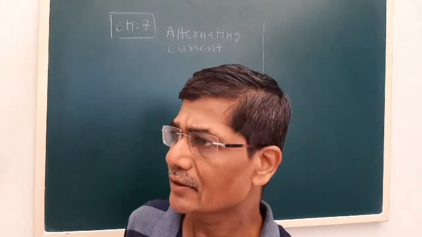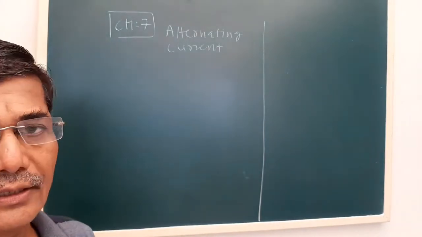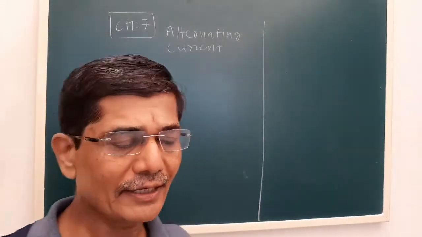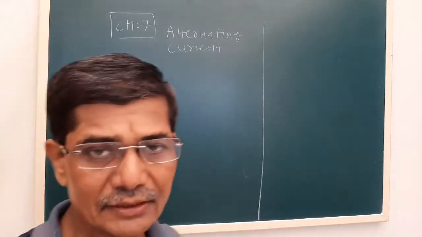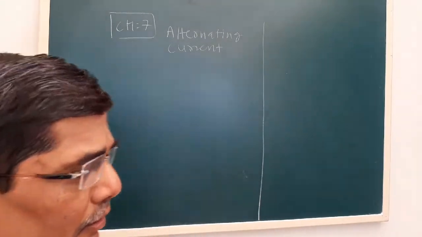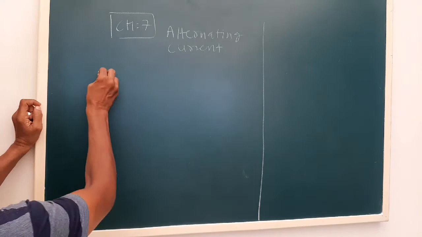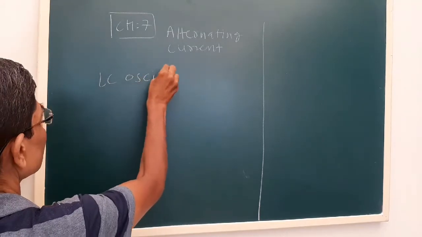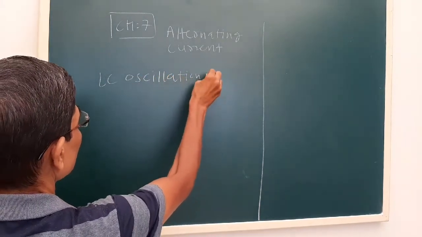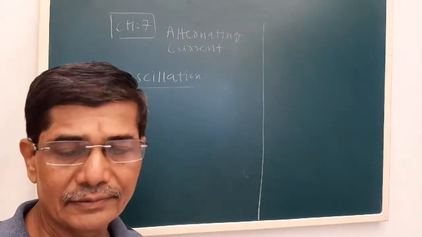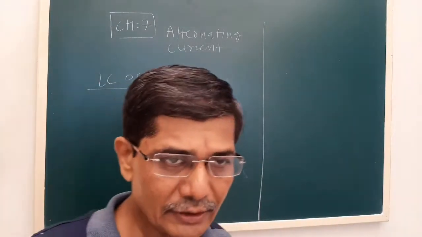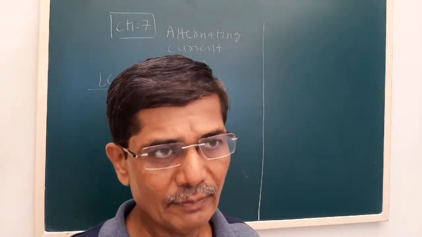Dear students, last time we studied about power in an AC circuit in lesson number 7, that is alternating current. We discussed various cases also. Now today we start with the LC oscillation. This is a very important topic. It will be used later on in other lessons also.